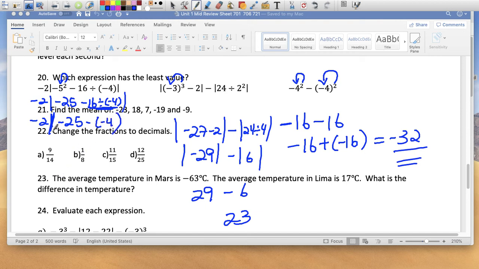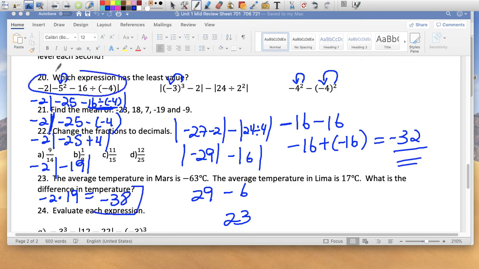Right? So negative 25 minus negative 4, I'm going to change that to plus 4. Change it to an addition problem. Negative 2 on the outside, absolute value. Negative 25 plus 4 is negative 19. Don't multiply yet. Negative 2 times, what's the absolute value of negative 19? It's 19. And negative 2 times 19 is negative 38. So the one that has the least value is this expression right here, because it's furthest to the left.